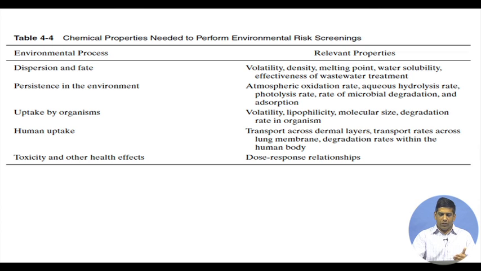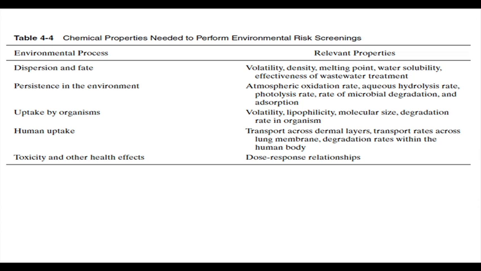There are different environmental processes, as you can see in this table, which is taken from one of the suggested, not required, textbooks that is part of the course description. This table comes exactly as Table 4.4 from that book. Whenever we look at environmental risk screening, we look at several environmental processes, as you can see here. We have dispersion and fate. Dispersion and fate is how easily the material will get dispersed into the environment. It is very much related to the air pollution problem, how things will get dispersed, and what will be their fate.